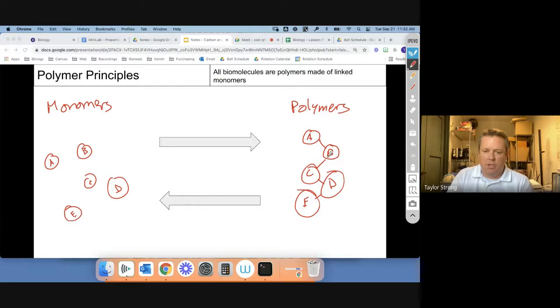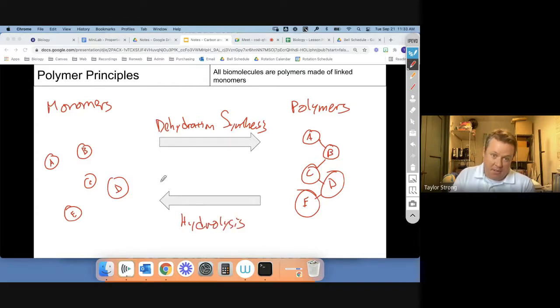the long chain. And the reactions that can go in one direction or the other are going to be known as dehydration synthesis. To make a big molecule, it is called dehydration synthesis, and to break that molecule up, that is called hydrolysis. And we're going to get a ton of these terms in our vocab again as we do this.